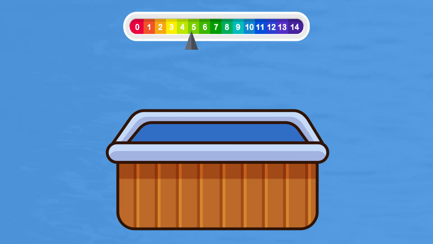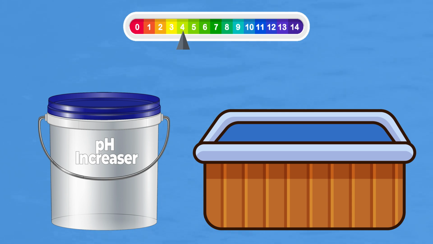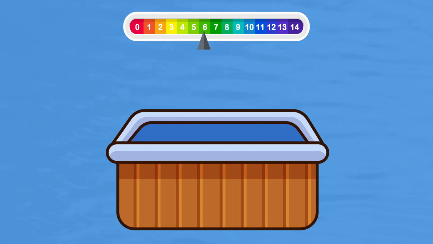If the pH is too low, add pH increaser. You can check the video on our channel on how to do that. If the pH is at a normal range, enjoy your hot tub.